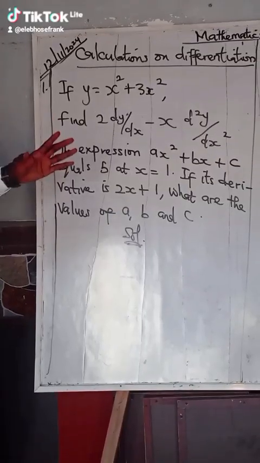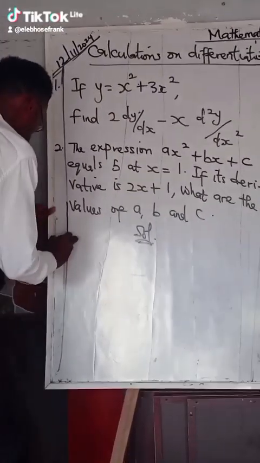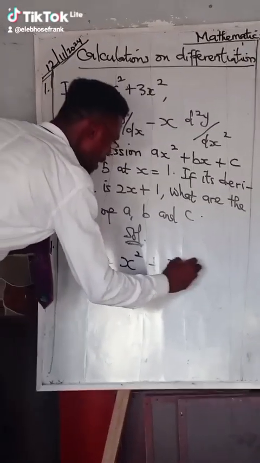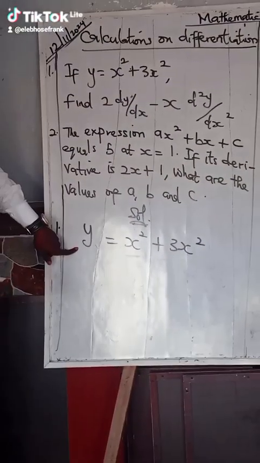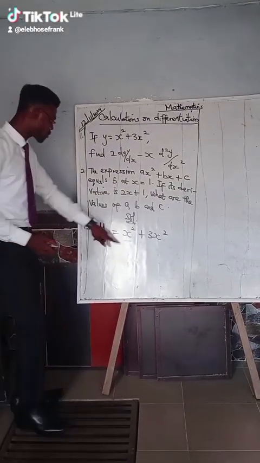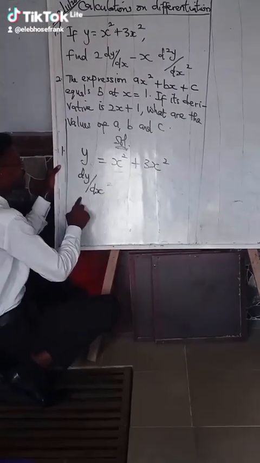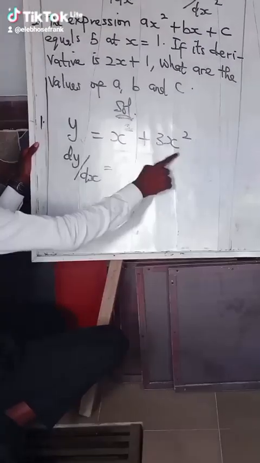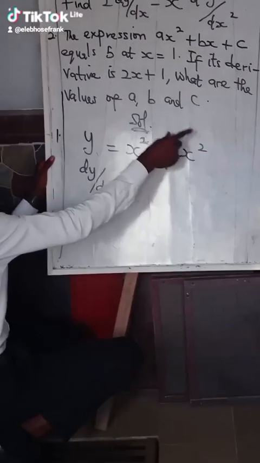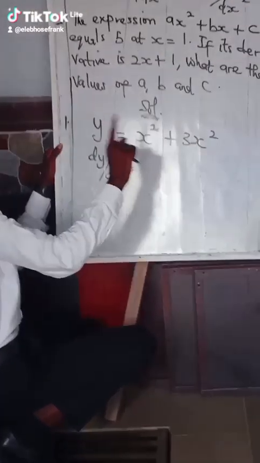Now how do we solve a question of such nature? First thing first, we have that y equals x squared plus 3x squared. This is the function y. Now differentiate this function y with respect to x, which is the first order derivative. Don't forget, when differentiating a sum, you differentiate the terms separately, and we keep the sign intact.